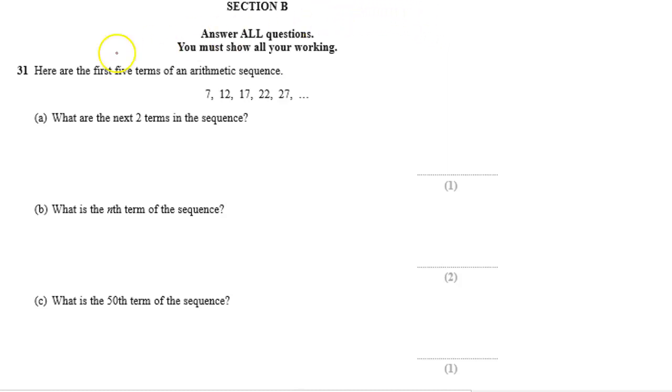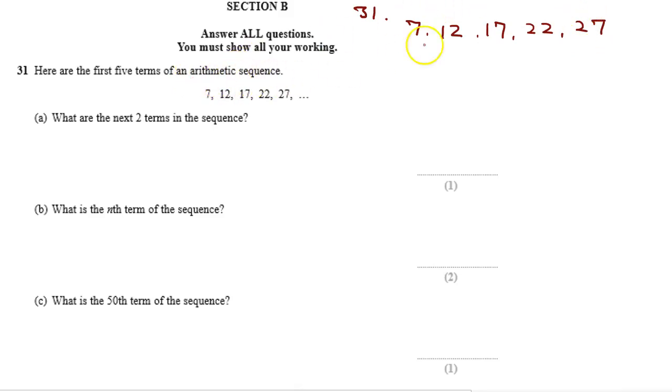Section B, question number 31. Here are the first 5 terms of an arithmetic sequence: 7, 12, 17, 22 and 27. What are the next 2 terms in the sequence?